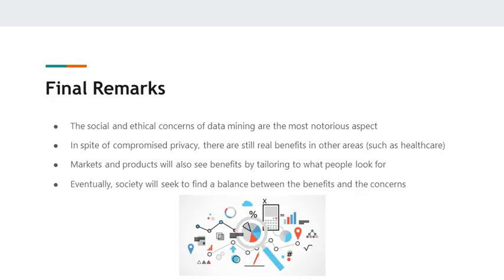Overall, the social and ethical concerns of data mining are the most notorious part about it, but it's still not without genuine benefits. Other areas, such as healthcare, are still positively impacted by data mining, and these fields will continue to advance their technology with the help of data mining. Markets and products will also be more streamlined for everyday consumers, making it easier for people to obtain the things they need, even if it's at the expense of their privacy.